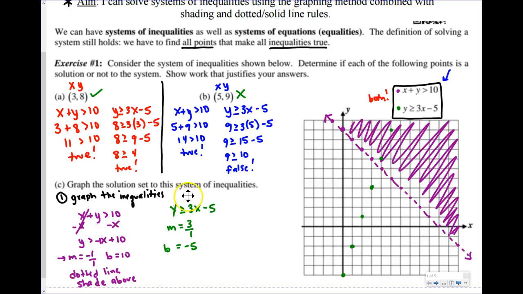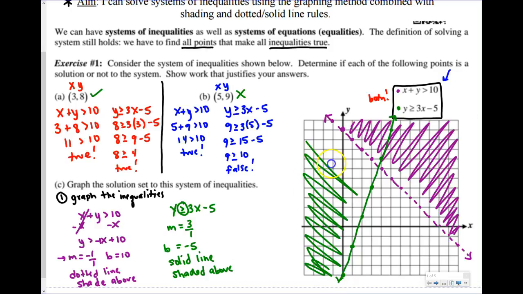I have to remember, I didn't mess up, but I forgot to write this down. Because I have this symbol right here, that means I have a solid line, because I have the little equals underneath it. And this is going to be also shaded above, because it's a greater than. So both of these we shade above. So I'm going to make my line. Okay, and then I'm going to shade. You shade everything above this line.